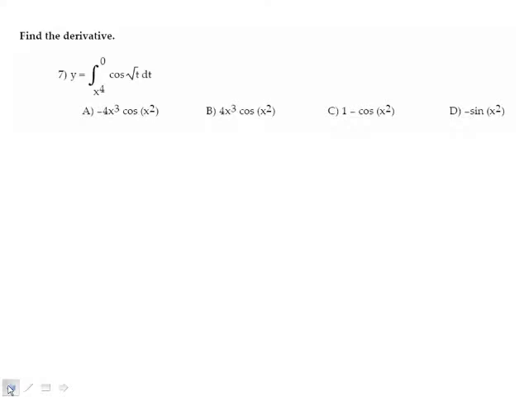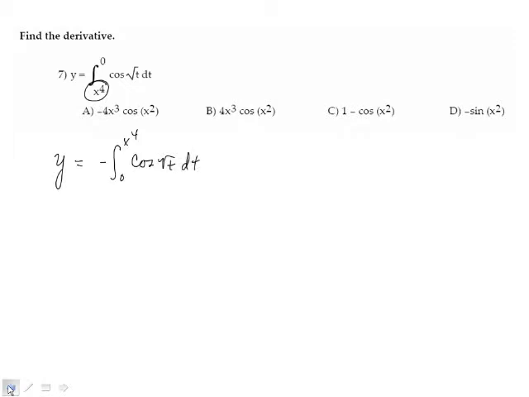Problem 7, we want to find the derivative of the integral. And here again we have to use the fundamental theorem of calculus. But notice the variable x to the fourth needs to be at the top end. So we need to rewrite this as y equals the integral from 0 to x to the fourth, with a negative sign, of cosine of the square root of t dt.